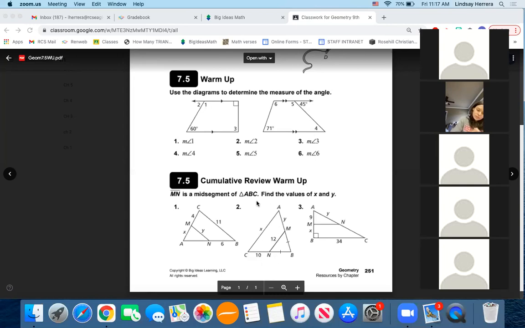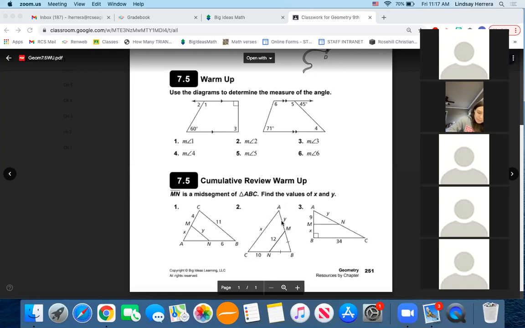Okay, number 2, here's our mid-segment. They give us the value of 12. So we know that X must be double our mid-segment because it's our base. So our mid-segment here is half of our base. So that means x is what? 24, yes? How about y?